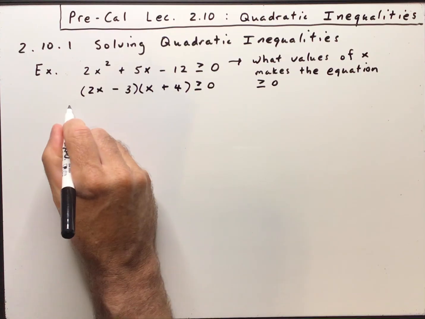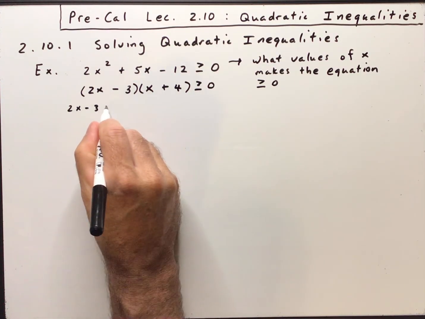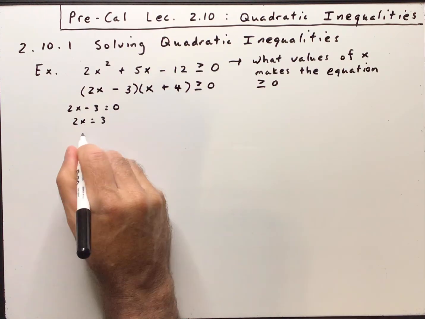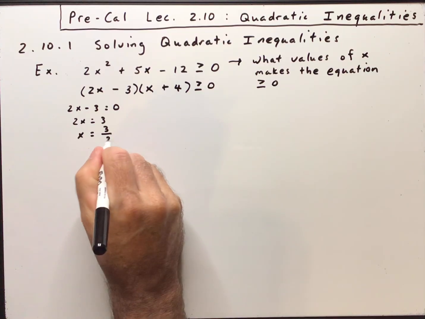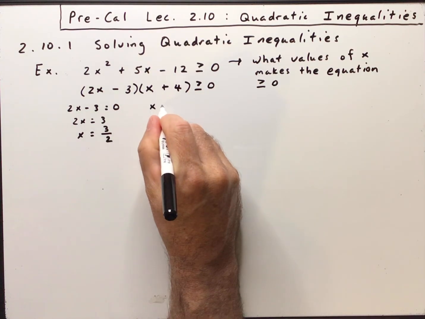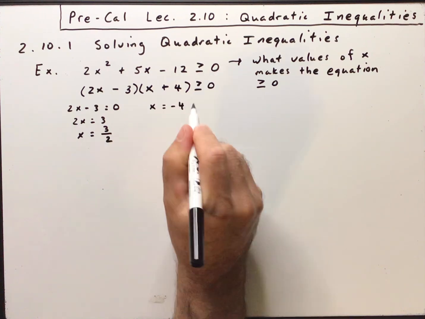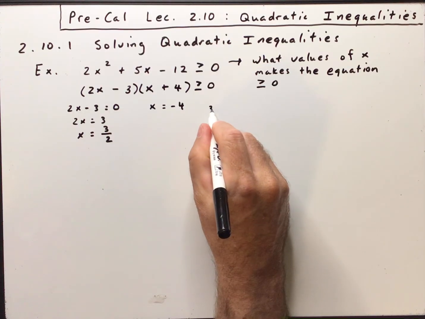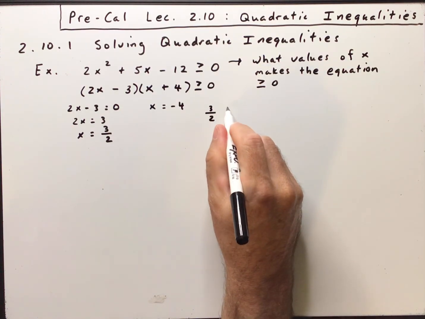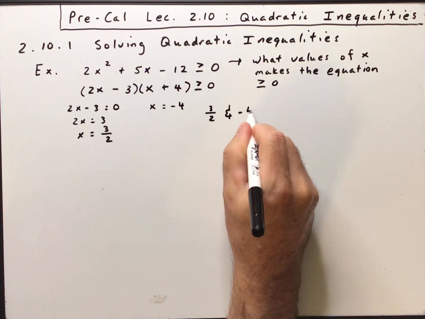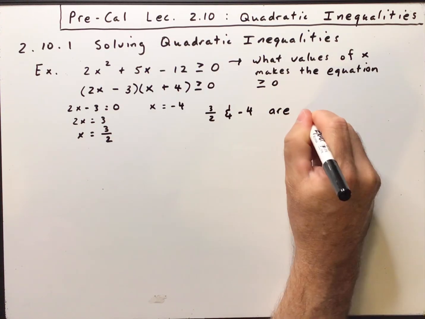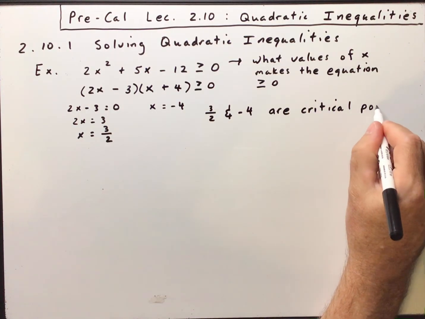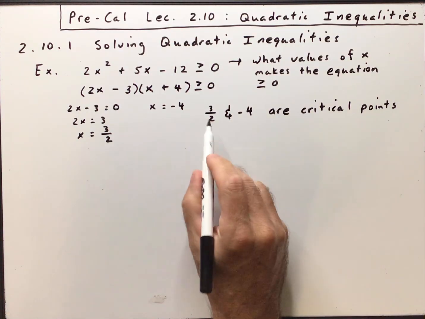So we're going to set 2x minus 3 equal to 0. This doesn't give us the answer, so you have 2x is equal to 3, so x is equal to 3/2, and here x would be equal to negative 4. All right, that makes it 0. 3/2 and negative 4 are critical points. All right, that's not the solution.